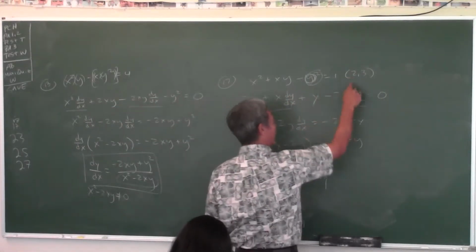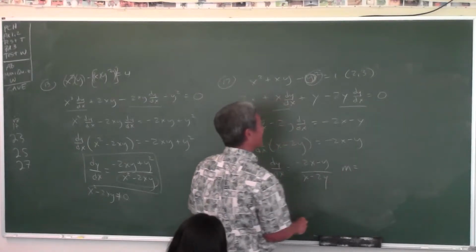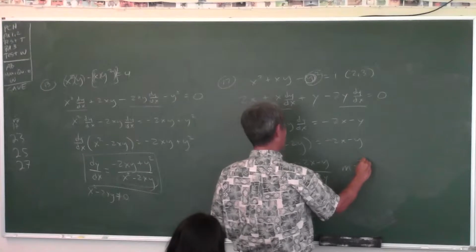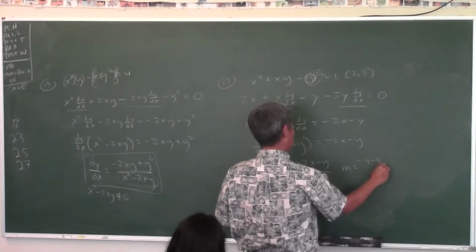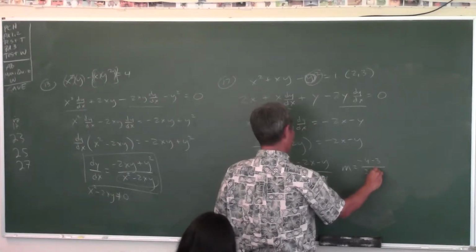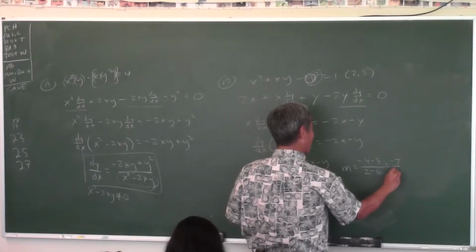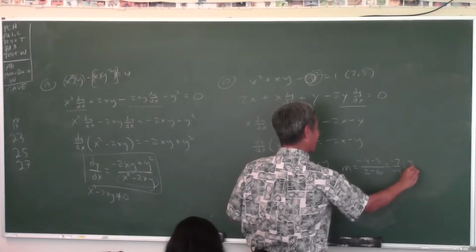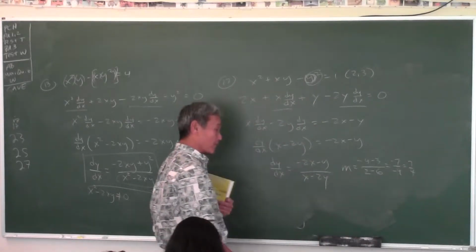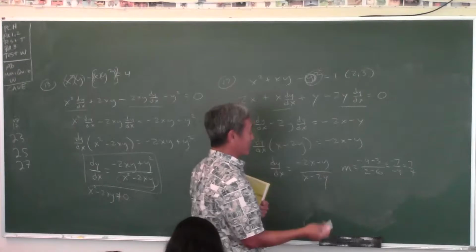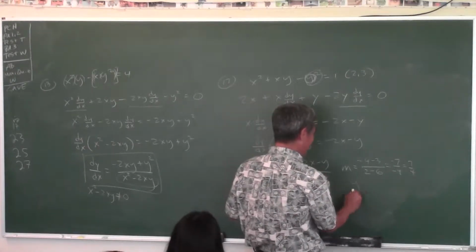So at this point, what is the slope going to be? If I plug in 2 for x and 3 for y, what are you going to get? Negative 4 minus 3 all over 2 minus 6. That comes out to negative 7 over negative 4, 7/4. That's the slope of the tangent line at that particular point. So what's the equation of the tangent line? Just point slope.